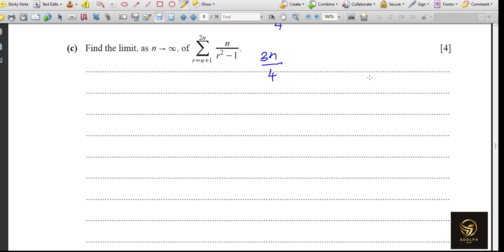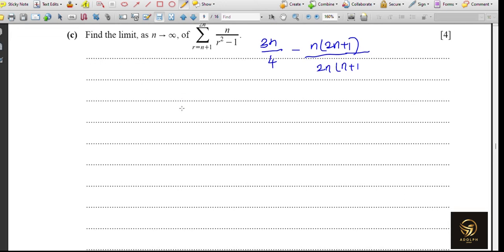And the second term is going to be n into 2n plus 1, because that numerator is added, whole divided by 2n into n plus 1, is the term we have. Now we have to find out the value of summation r equal to n plus 1 to 2n. So even the upper and lower limits of the previous steps also got changed.